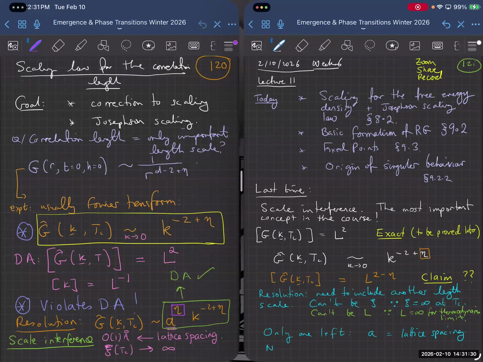Last time we introduced what I think is the most important concept in the entire course, and that is the concept of scale interference.